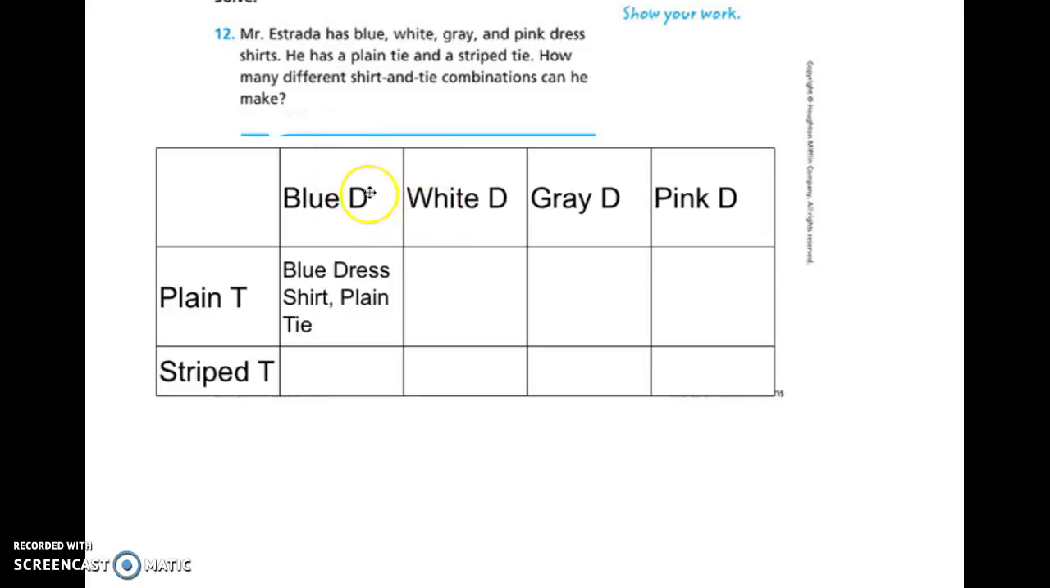First, I would count the number of dress shirts. So we've got 1, 2, 3, 4 dress shirts, and I'm going to multiply it by the number of ties. We have 2 ties. So I multiply those two together. I would end up with a total of 8 combinations. All right, let's just confirm that's right. Yep, 8 combinations. Great work. So today we talked about using tables when looking at combinations of data.